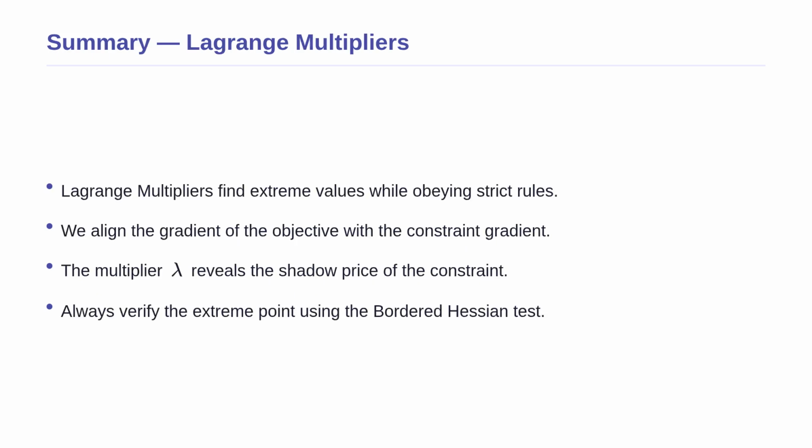Let us summarize what we have learned. Lagrange multipliers allow us to find the maximum or minimum of a function while strictly obeying rules. By setting the gradients parallel, we find where our goal aligns with our limitations. The multiplier reveals the shadow price, and the bordered Hessian ensures we found the correct extreme point. You now have a powerful new tool in your calculus toolkit.